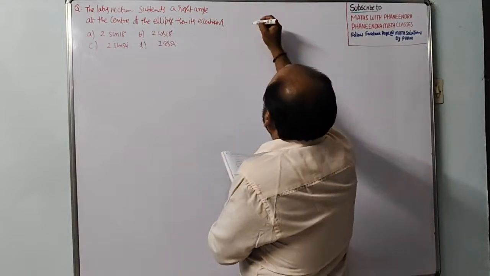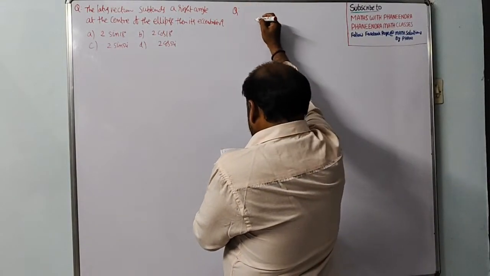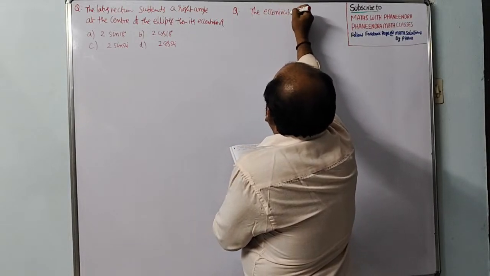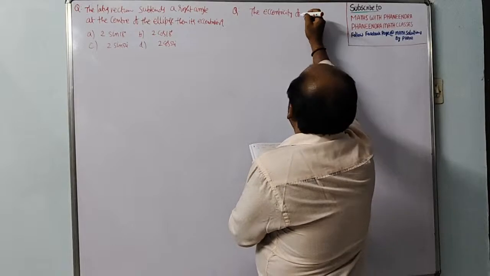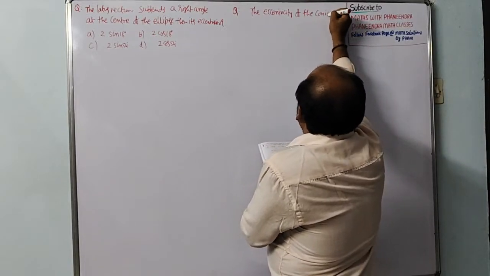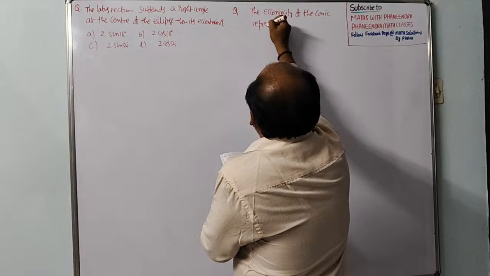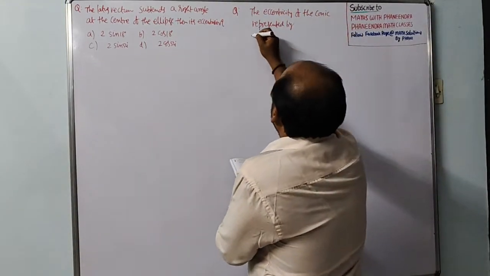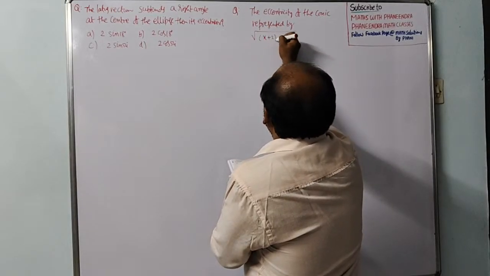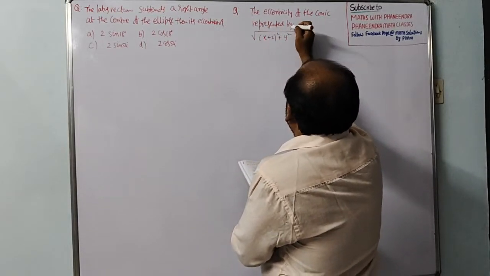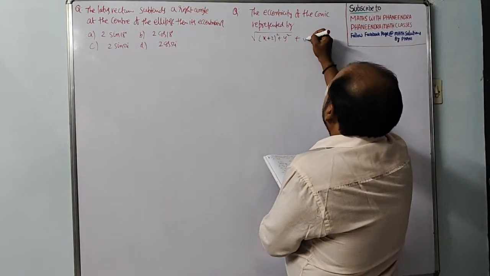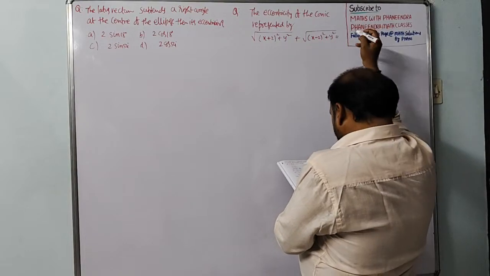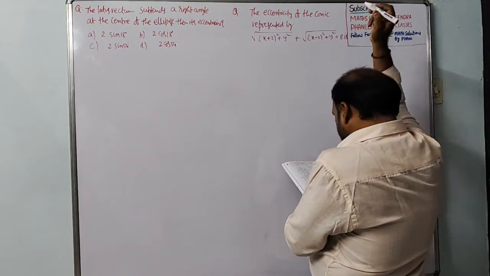The next question. The eccentricity of the conic represented by root of (x plus 2) whole squared plus y squared, plus root of (x minus 2) whole squared plus y squared, is equal to 8, is.